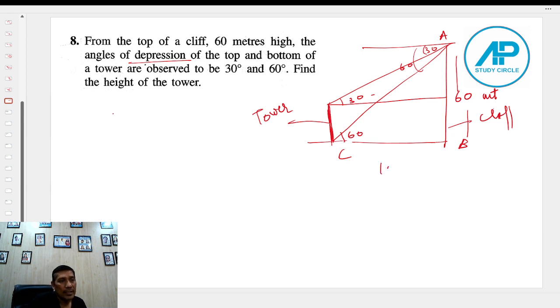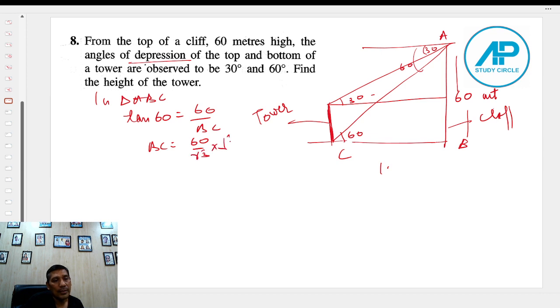So I'm doing it here. In triangle ABC, tan 60 equals 60 upon BC. So BC is 60 upon root 3. Rationalize it. 20 root 3. This is also 20 root 3.